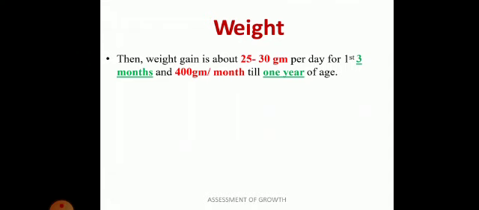Then it is not given on a daily basis, it is given on a per month basis. So after 3 months of age you will be expecting 400 gram per month. Clear? So for the initial 3 months it will be 25 to 30 gram per day, and for the remaining 9 months up to 1 year of age it will be 400 gram per month.